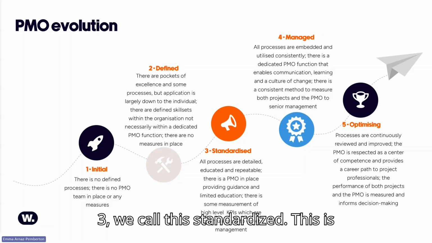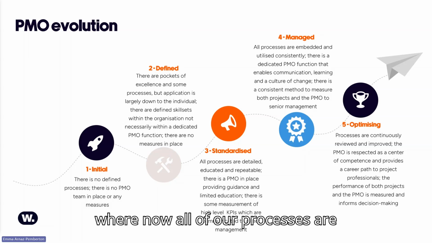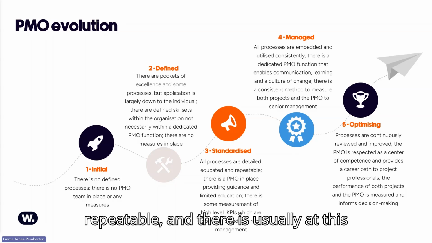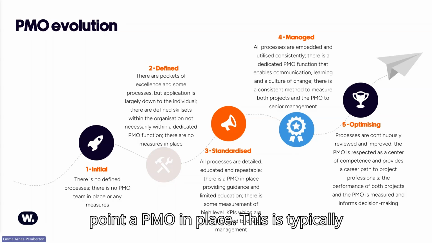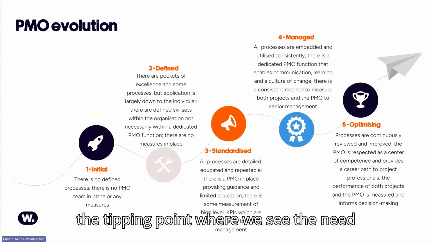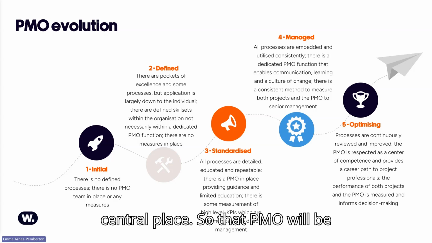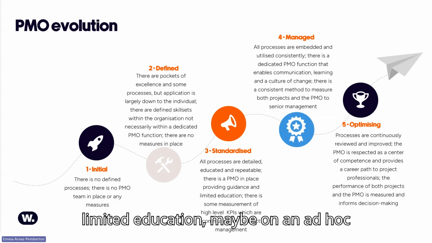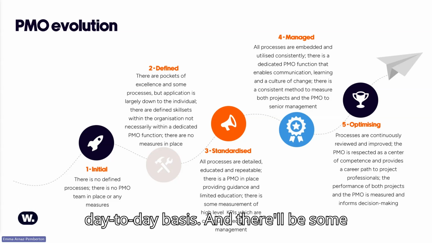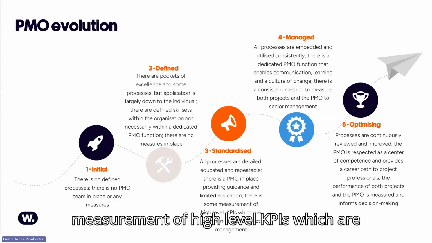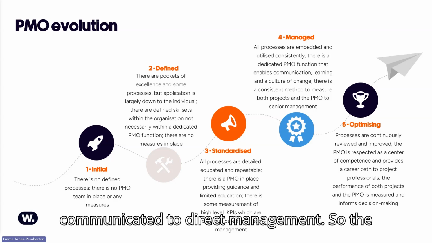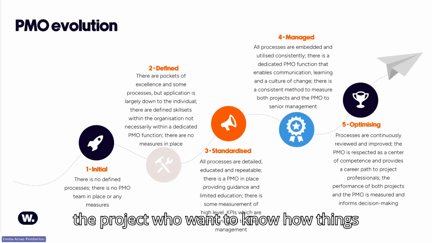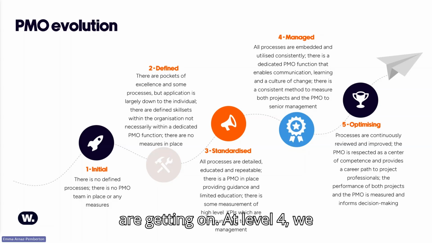Once we hit level 3, we call this standardized. This is where now all of our processes are detailed, they're educated, they're repeatable, and there is usually at this point a PMO in place. This is typically the tipping point where we see the need to bring those dispersed skills into a central place. So that PMO will usually be providing guidance and some limited education, maybe on an ad hoc day-to-day basis. And there'll be some measurement of high-level KPIs which are communicated to direct management. So the sponsor of the PMO and the sponsors of the project who want to know how things are getting on.